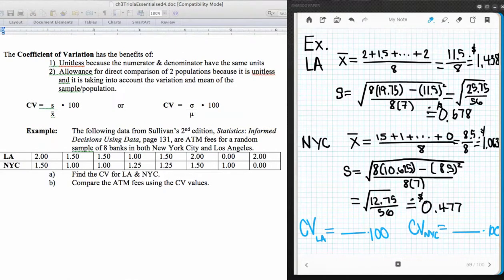Okay, so let's do this quickly, the coefficient of variation. If we have these two sets of data, one for ATM fees in New York and one in LA, what we first want to do is some basic computational statistics to find the sample mean for LA and the sample mean for New York City, and the standard deviation for LA and the standard deviation for New York City. You see I've written all of this work out. This is my expectation for my students at this point in time, so this is the minimum that you would need to show in order to show me that you have found the mean and the standard deviation.